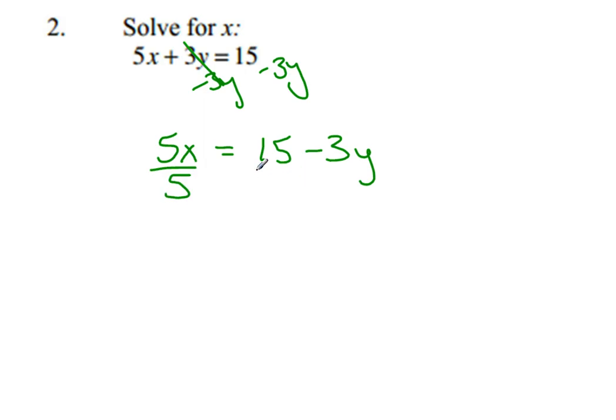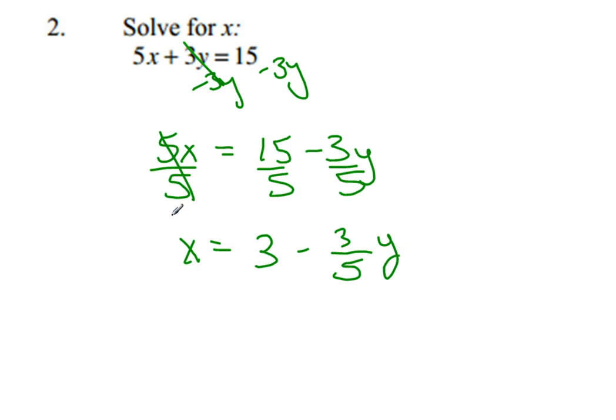And then divide everything by 5. And again, I'm going to do it separately because 5 goes into one of those two numbers. So x is 3 minus 3/5 y, or 3y over 5. Either one. I'll write it differently this time just so you can see the two different forms.